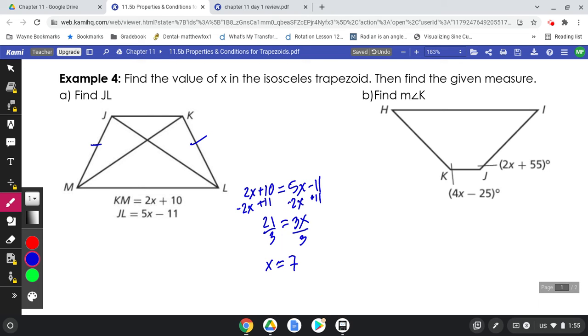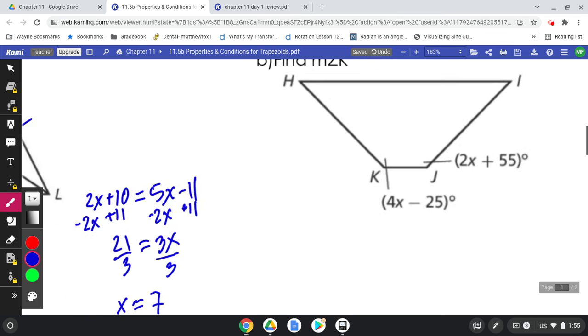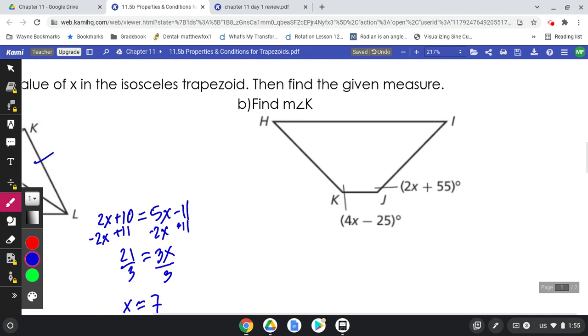Now we need to find JL, so we can plug that in. If you didn't like that one, you could also plug it into KM because they are the same. 5 times 7 is 35. 35 minus 11 leaves us with 24 as our answer. This last one, I don't know if we even really need to solve. We know if it's isosceles, the base angles are congruent. So I could do 4x minus 25 equals 2x plus 55. However, I'm going to save us some time. If you solve, you will get x equals 40. You'll plug it in, you'll get 135.